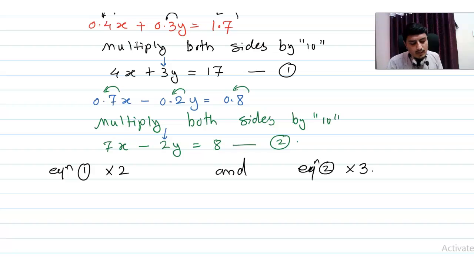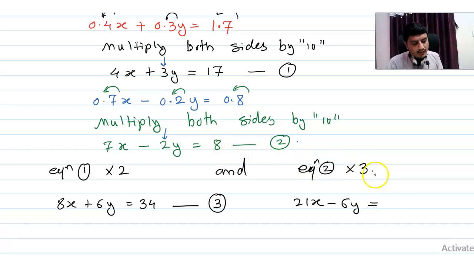So the new equations are of the form: after multiplying equation 1 by 2, each and every term is multiplied by 2. 4 twos are 8, x as it is; 3 twos are 6, y as it is; equals 17 twos are 34. Call it equation number 3. Now equation 2 is multiplied by 3. 7 threes are 21, x as it is; 2 threes are 6, so minus 6y; equals 8 threes are 24. Call it equation number 4.